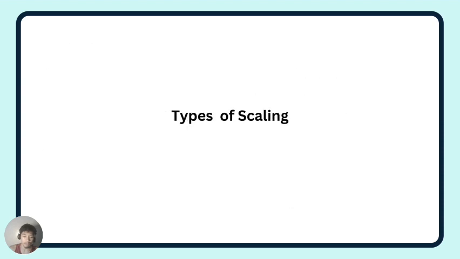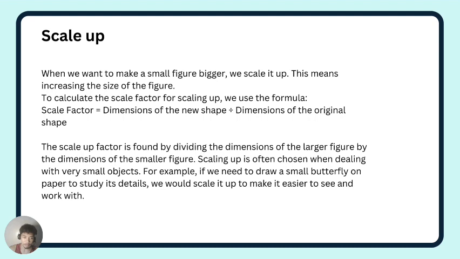So lastly, we have the types of scaling. We start with the scale up. When we want to make a small figure bigger, we scale it up. This means increasing the size of the figure. To calculate the scale factor for scaling up, we use the formula: scale factor equals dimensions of the new shape divided by dimension of the original shape. The scale up factor is found by dividing the dimension of the larger figure by the dimension of the smaller figure.